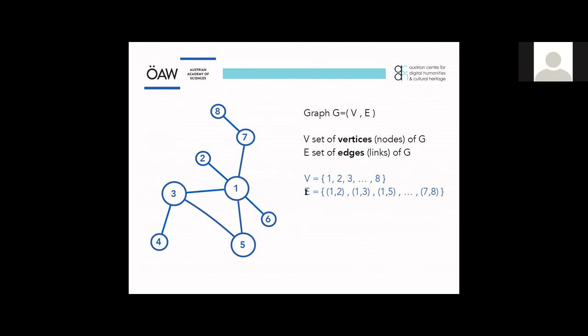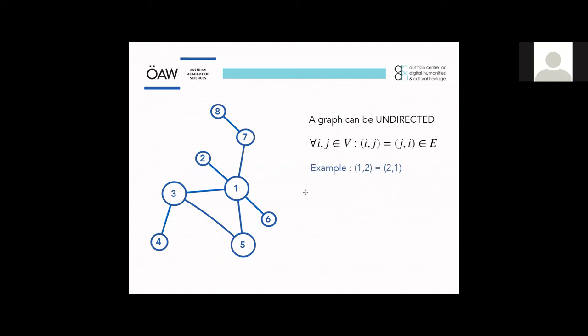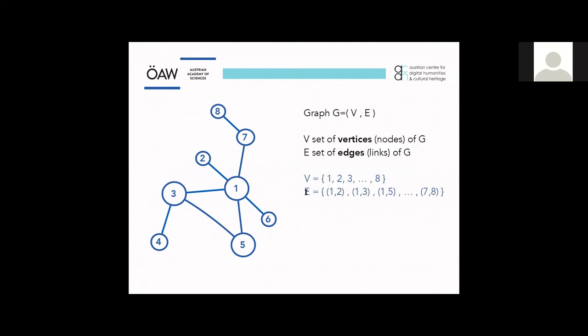So this is the mathematical formulation. We have a graph. A graph is a mathematical object, named usually G, and it is represented by a set of vertices or nodes and a set of edges, links. And usually we refer to the nodes with some IDs. So we have the vertices with some names, but here for simplicity I use numbers. So we have the set of vertices, and the set of edges are simply the couples of nodes that are linked.